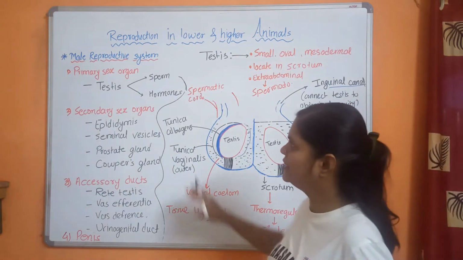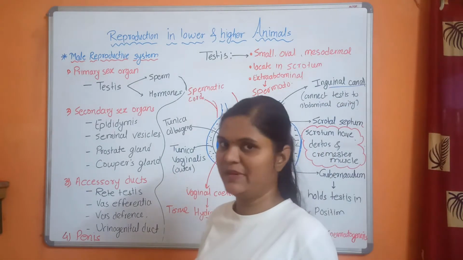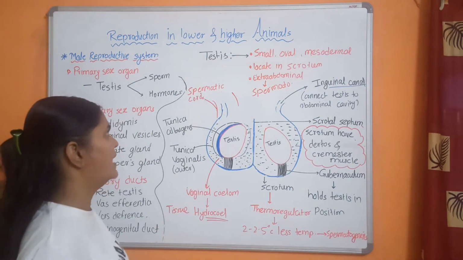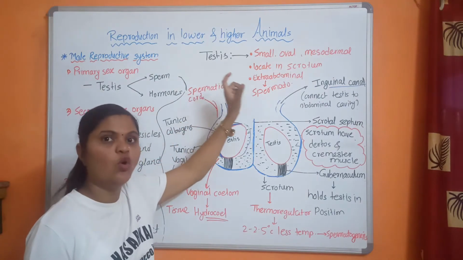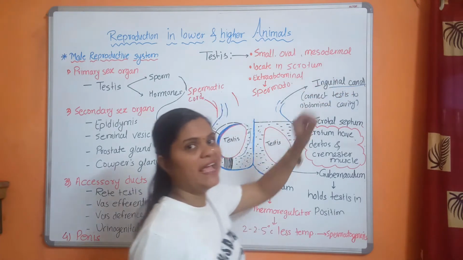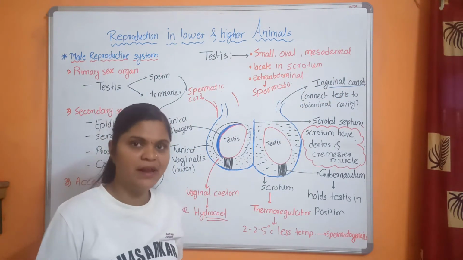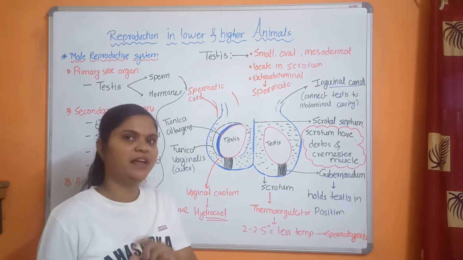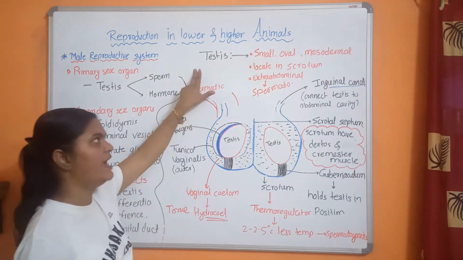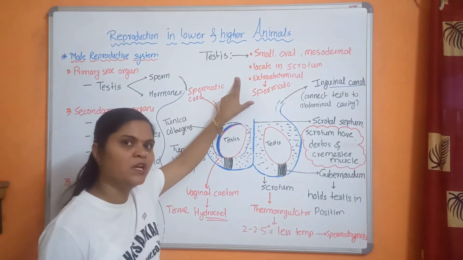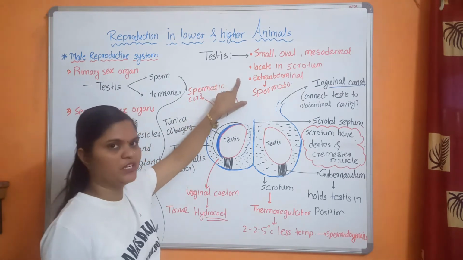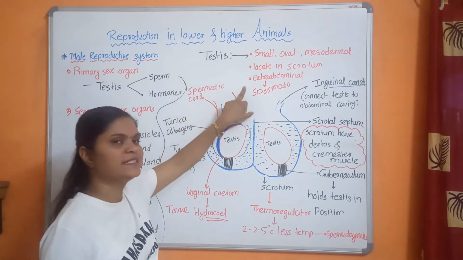The first part of the male reproductive system is the testes. The testes are the primary sex organ, small oval shaped organs which are mesodermal in origin, and their size is 4 to 5 centimeter in length, 2 to 3 centimeter in width and 3 centimeter in thickness. They are located in the scrotum. So the testes are extra abdominal. This is a very important point.